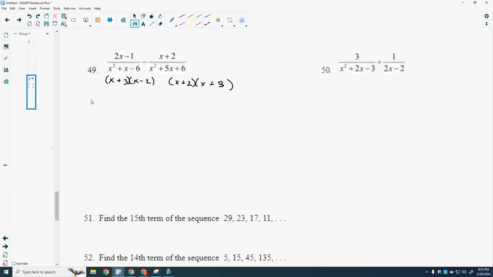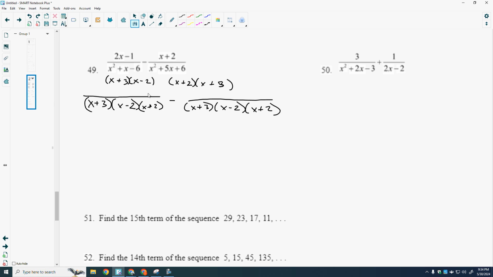What's my common denominator? My common denominator has to contain all of the factors of each denominator. So my common denominator has to have an x plus 3 and an x minus 2. It also has to have an x plus 2. And it has to have an x plus 3. It already does, so I don't need it twice. So my common denominator is x plus 3, x minus 2, and x plus 2. There's my common denominator for both of my fractions.